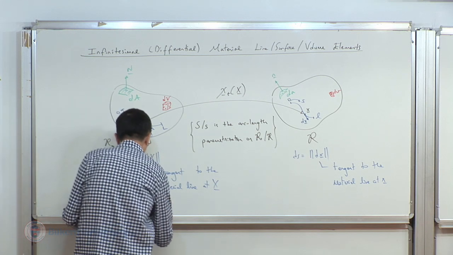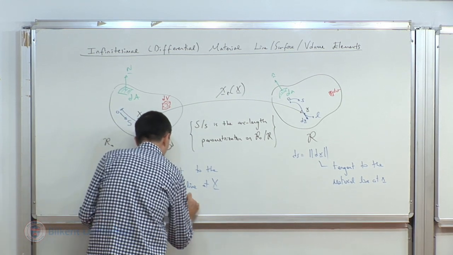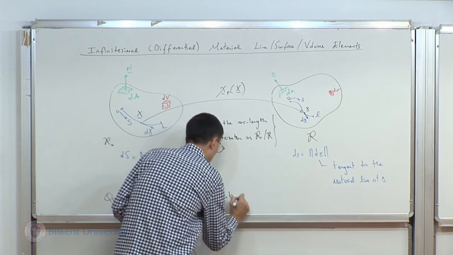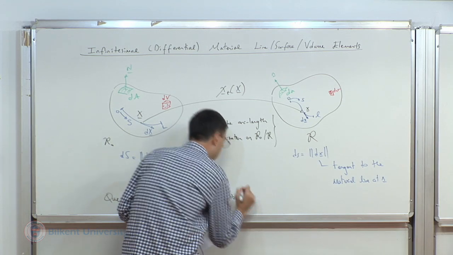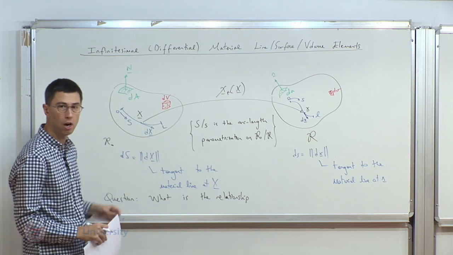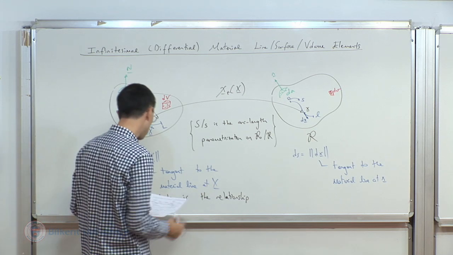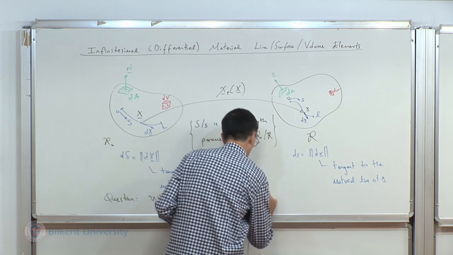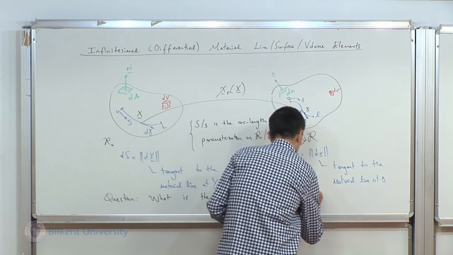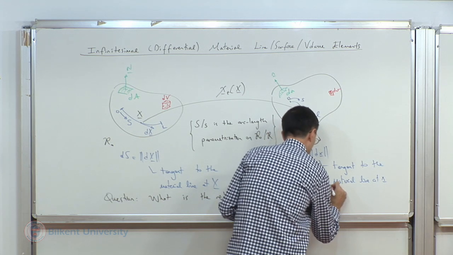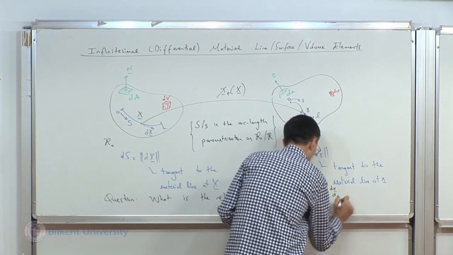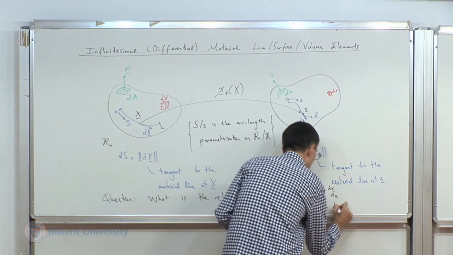And the question that we would like to answer now is the following. We are interested in finding out how these material line, surface, and volume elements are related to one another. In other words, we're trying to answer what is the relationship between d capital X and d small x, d capital A and d small a, and finally d capital V and d small v.